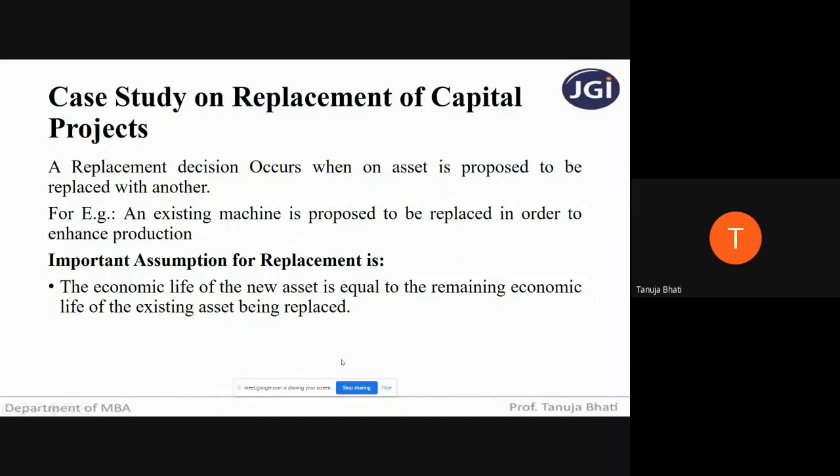Suppose the old asset had a total life of 10 years, out of which after 6 years you're deciding to replace it. So for the remaining old asset, you have to just see the remaining life. Remaining life is 4 years. New asset economic life is 4 years. This should be equal when you're making the replacement decision. So this is an important assumption.